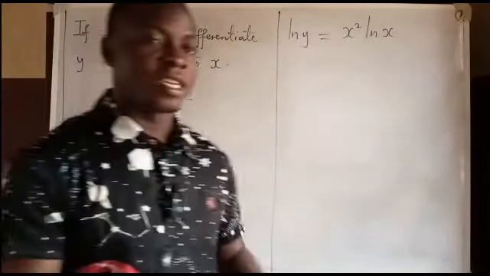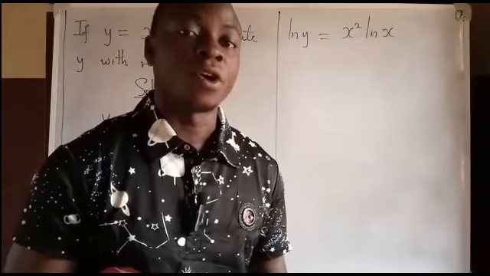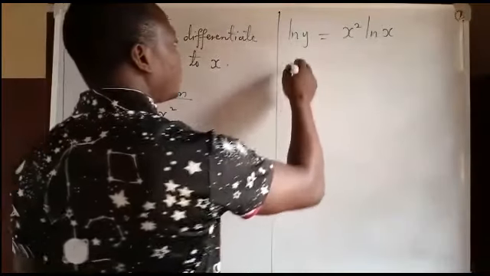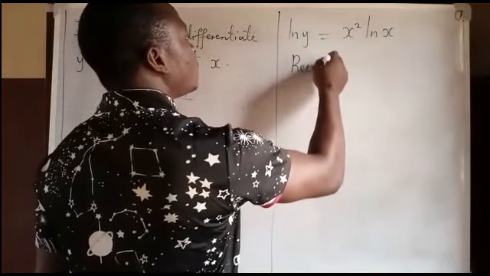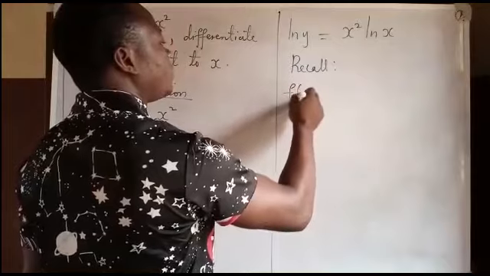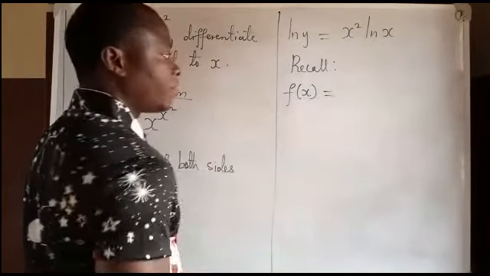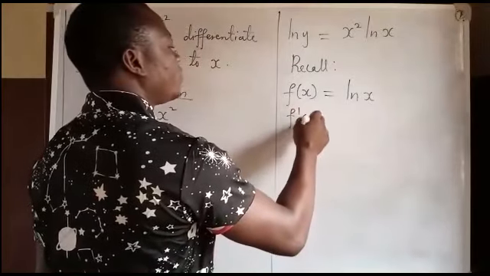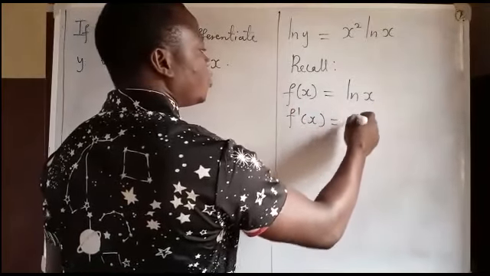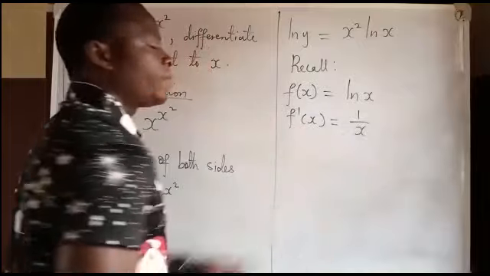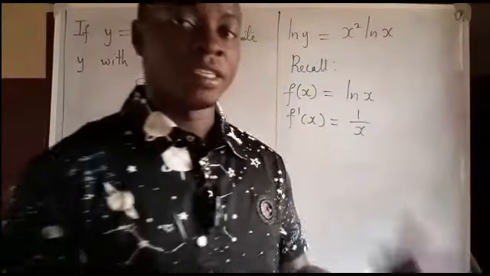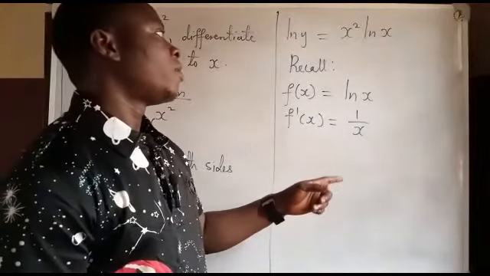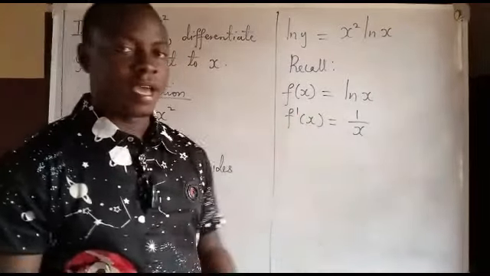But before we differentiate this, let us recall some standard derivatives. If you have a function of x, f of x being ln x, the f prime of x is going to be 1 over x. f prime of x means dy dx, so dy dx of ln x is 1 over x.